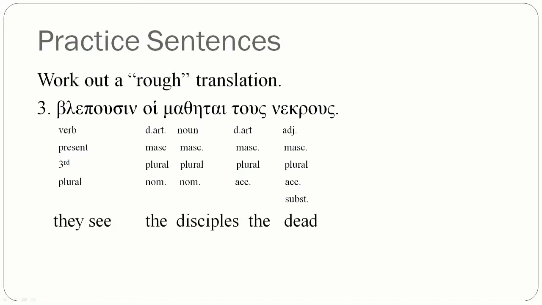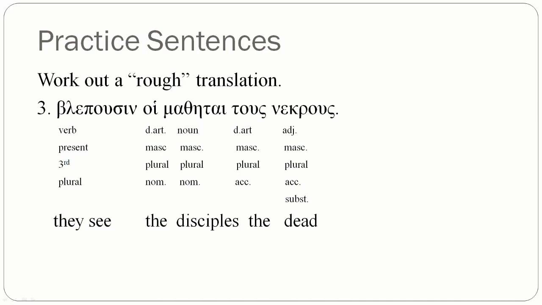A rough translation of this: blepusin is from the word to see, and the third person plural is they see. Hoi mathetai means the disciples, plural. And then tus necrus. Okay, necrus is from the adjective nekros, which means dead. Think of anything just like necrotic tissue is tissue that has died. Okay, a necropolis is another word for like a graveyard. Okay, a dead city. So yeah, nekros means dead. The dead.